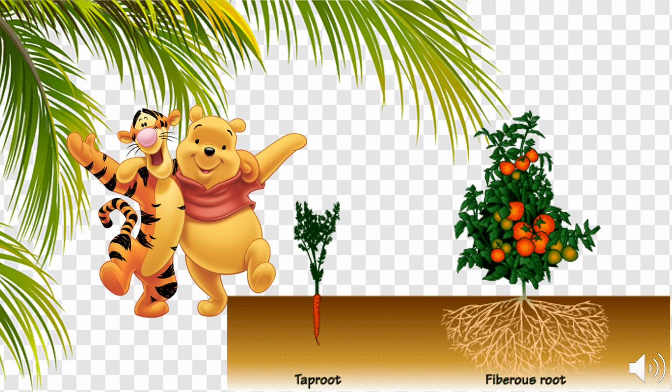On the other hand, if we talk about fibrous root, it is the roots which arise from the base of the stem. All the roots are almost of the same size and thickness like a bush. And a few examples of fibrous root system are wheat, rice, and onion. Now it's your turn to find out two more examples of fibrous root system.